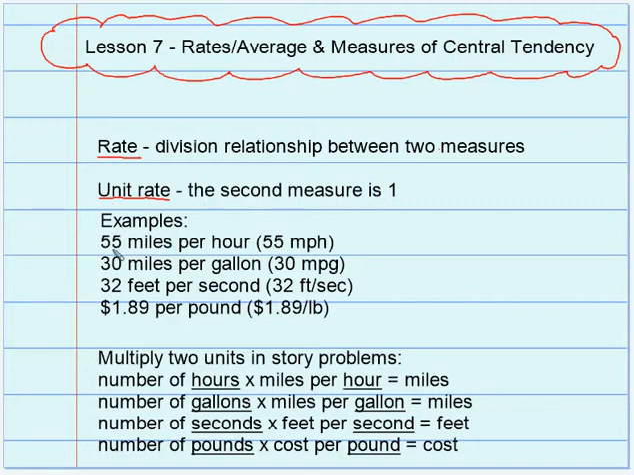Some examples are like 55 miles per hour, and that per hour, what that's really telling you is that it's 55 miles. Per would be to divide, and then you'd have 1 hour, because it says per hour. It didn't say per 2 hours, so it's per 1 hour. That's that division relationship. And since it's a unit rate, this is a 1. So 55 miles in 1 hour or per hour. And here's the abbreviation for miles per hour. Another example would be like 30 miles per gallon, 30 mpg.